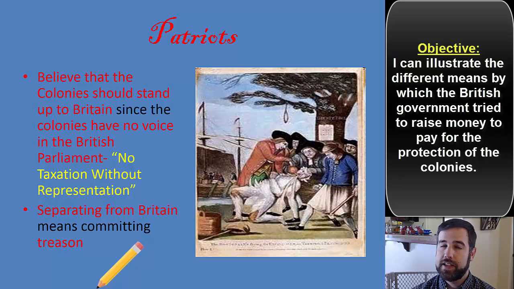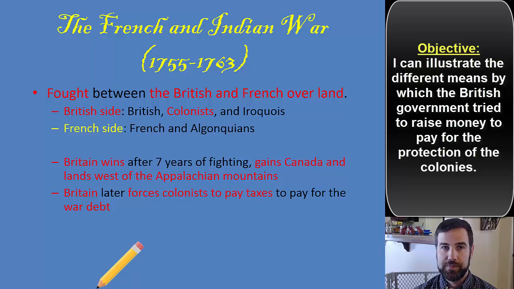The Patriots believe that the colonies should stand up to Britain, since the colonies have no voice in the British Parliament. You're going to hear the phrase in class a lot: no taxation without representation. The Patriots believe that any taxes they pay, they must give their consent to. They must have been able to vote on it. In the end, they're going to be the group arguing for separation from Great Britain, which is going to end up leading to treason and the American Revolution.